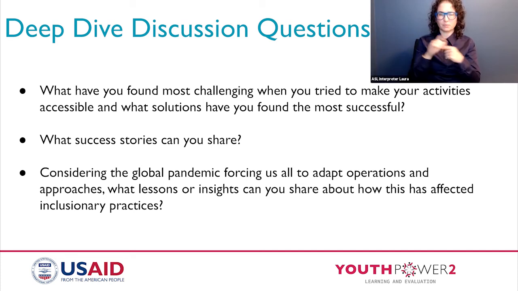The first question is, what have you found most challenging when you tried to make your activities accessible, and what solutions have you found to be the most successful? The second is talking about success stories. What success stories have you achieved in your programming that you would like to share? And then the third question is a timely question. Considering the global pandemic has forced us all to adapt operations and approaches, what lessons or insights can you share about how this has affected inclusionary practices across your work?